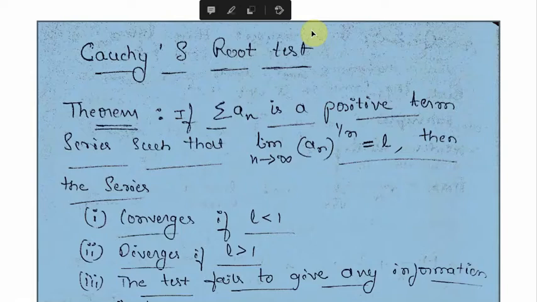Dear students, in the last session we have seen P series. Today we shall see Cauchy's root test. Let us see the theorem.